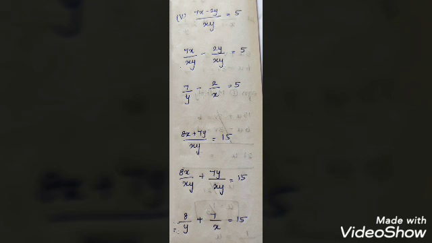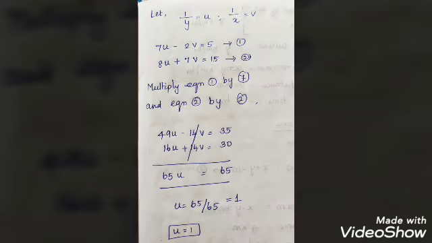Which means now after simplification it becomes like a fraction. Right? Now we can do, let 1 by y equal to u and 1 by x is equal to v. Right? Here y, we are taking 1 by y as u because this is the first fraction. So we are taking u. So 7u minus 2v equal to 5. This is equation 1. 8u plus 7v equal to 15. This is equation number 2.